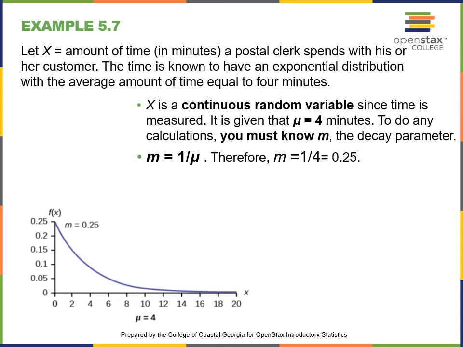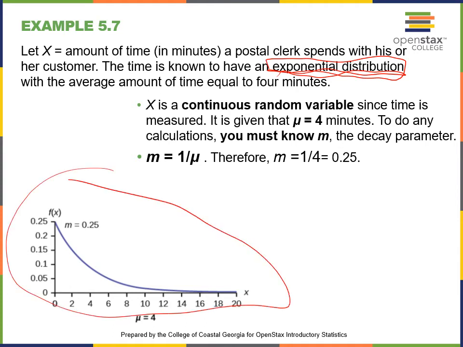So here, let's let x be the amount of time in minutes a postal clerk spends with his or her customer. The time is known to have an exponential distribution. That's a key word right there, exponential distribution. The second you hear that, as opposed to uniform distribution, we can think about drawing a curve that looks like this. And then they tell you the average amount of time is 4 minutes that someone would wait. So our mean would be 4 minutes.